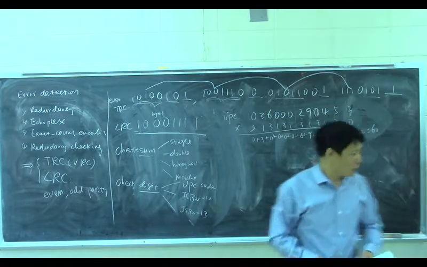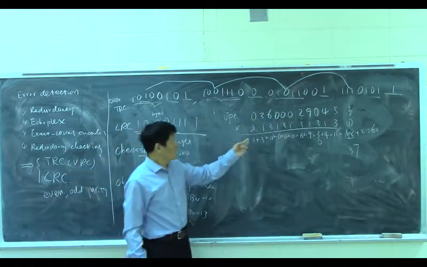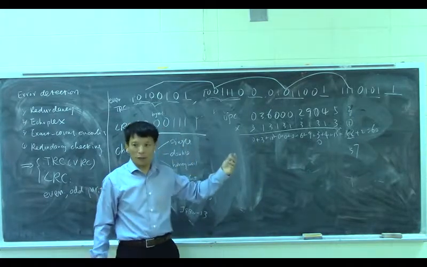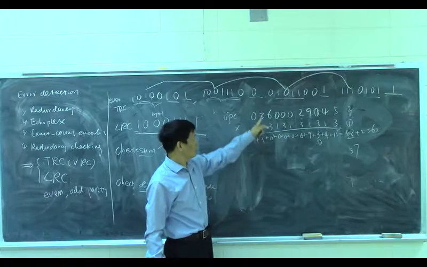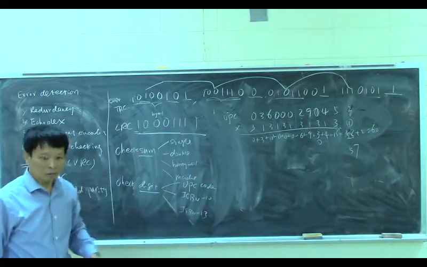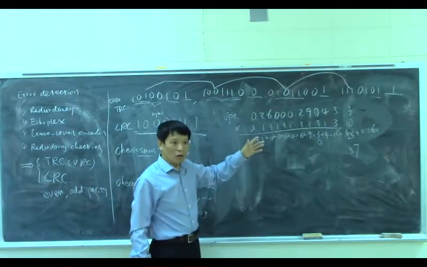So the UPC code, we have 12 digits. The rule is the sum of the weighted product. Right. The first one times 3, times 1, 3, 1, 3, 1. Add up together must be a multiple of 10. This is how we define or understand this.